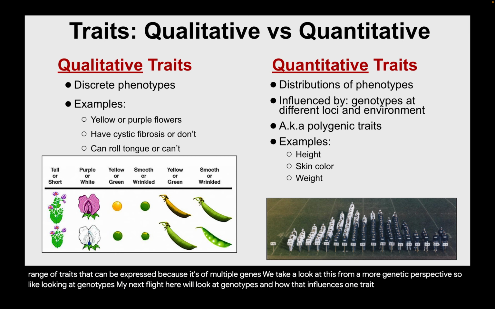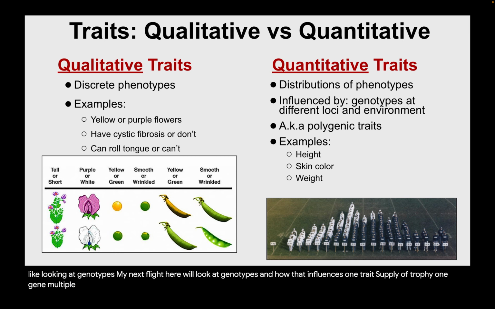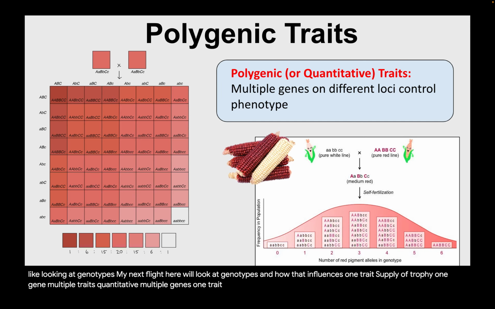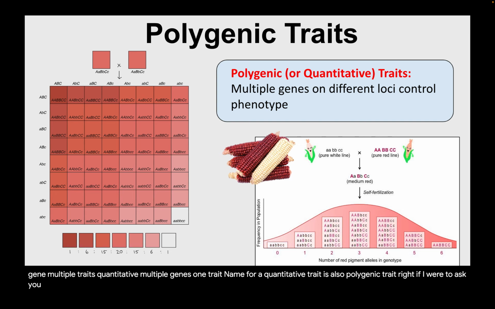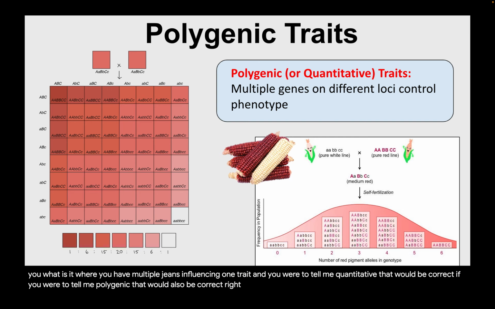So pleiotropy, one gene, multiple traits. Quantitative, multiple genes, one trait. Another name for a quantitative trait is also polygenic trait. If I were to ask you what is it where you have multiple genes influencing one trait, and you were to tell me quantitative, that would be correct. If you were to tell me polygenic, that would also be correct. It means the same thing.